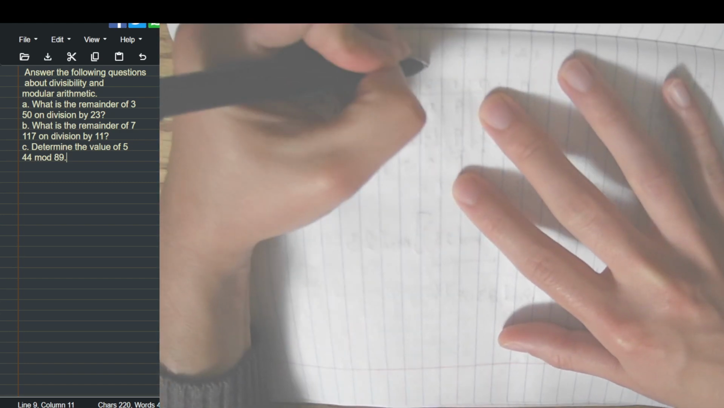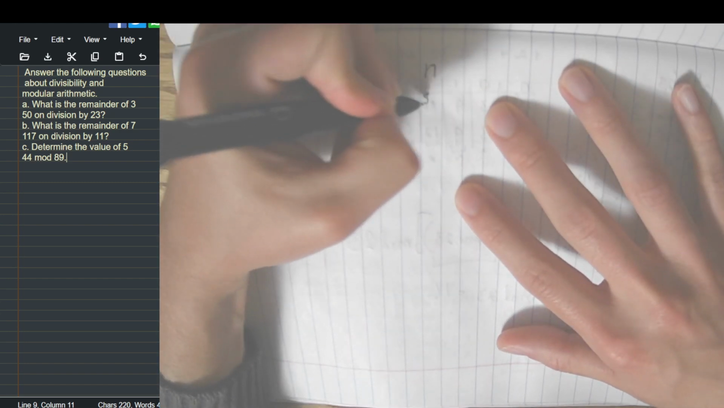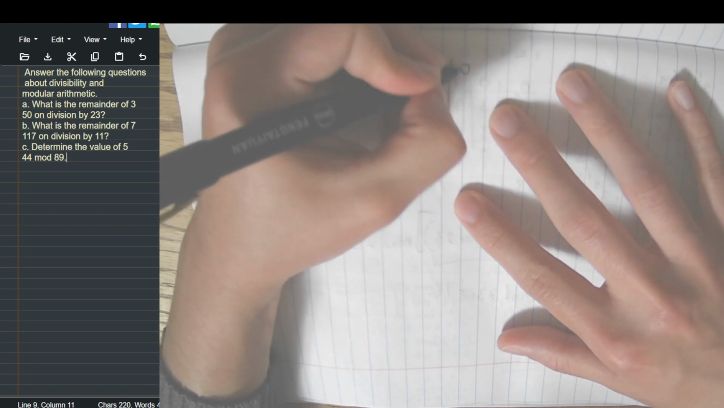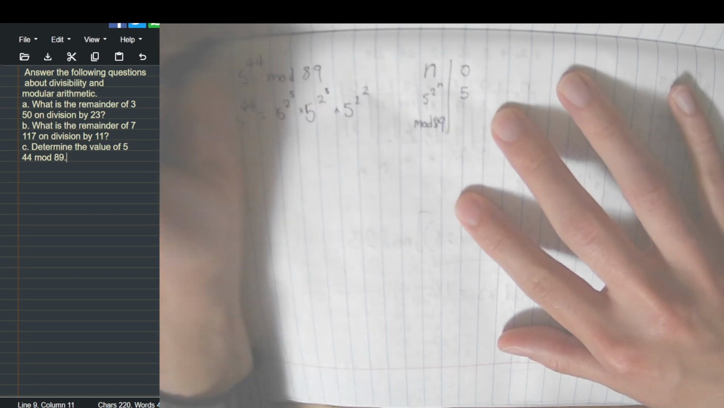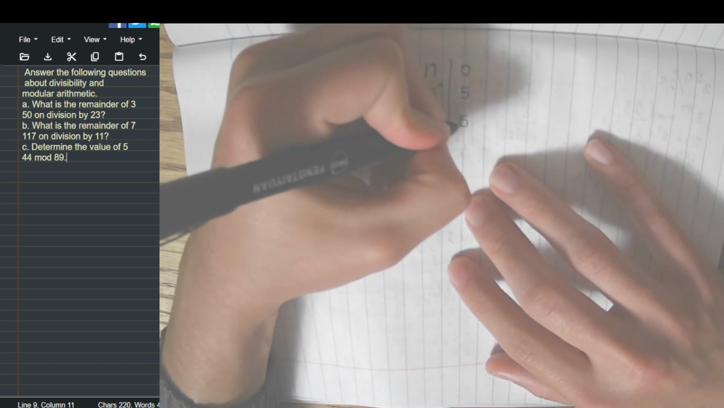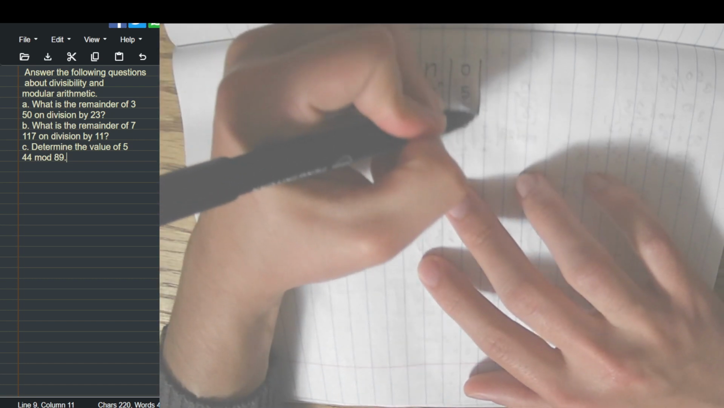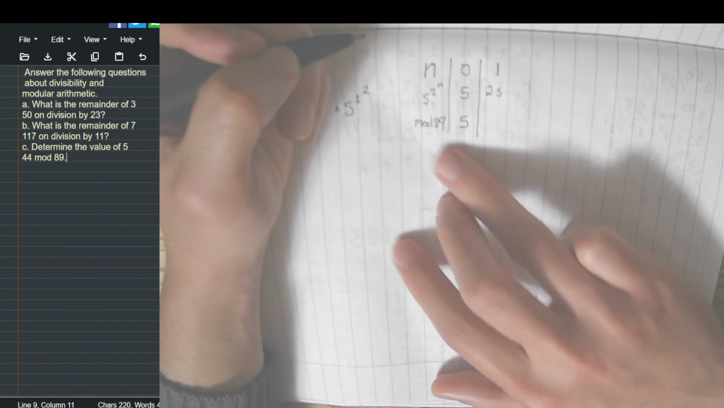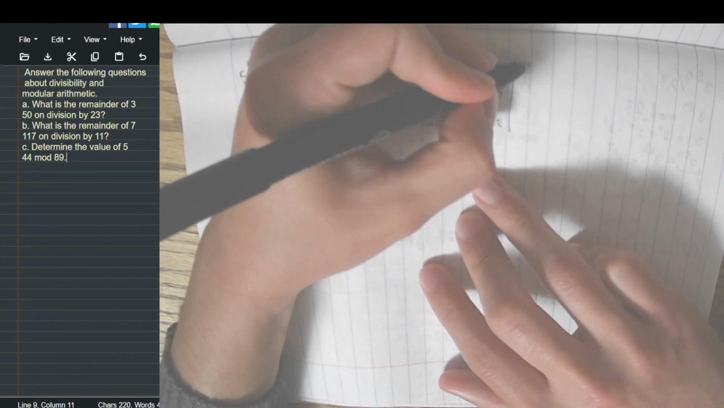And so now that I have that, I'm going to create my table. I'm going to have my value of n, my 5 to the power of 2 to the power of n, and my mod 89. And we'll start going. So this will just be 5 to start out with. Mod 89 is just 5. Then I'll increase n to 1. I square this bottom number, gets me 25. 25 mod 89 is just 25. Then I'm going to square 25. That gets me 625. Mod 89, that is 2.